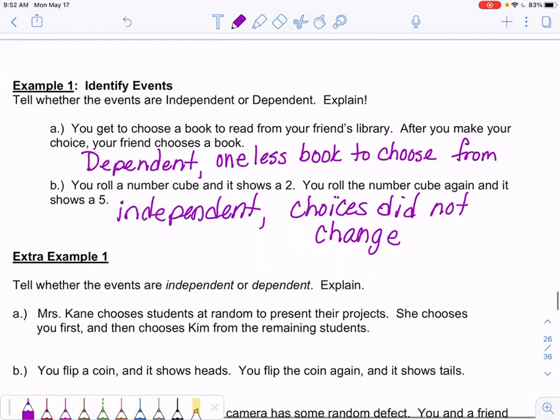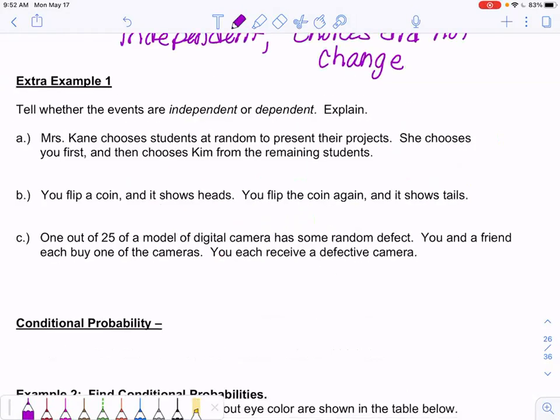All right, let's look at the second group. We have 3 different questions here. Tell whether the event is independent or dependent. And then again, it says to explain. Mrs. Kane chooses a student at random to present their project. She chooses you first and then chooses Kim from the remaining students. All right, Bill, so I'm choosing you to present a project. I'm going to choose you first and then choose Kim from the remaining students. And then I would choose another person from the remaining students and so on.